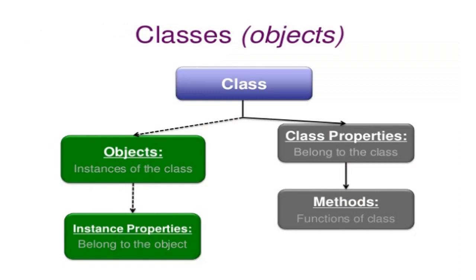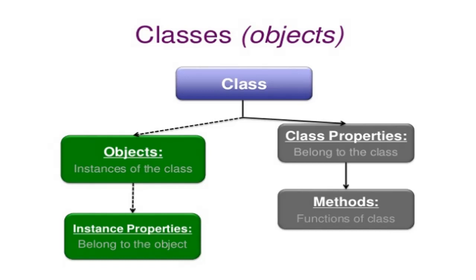In this diagram, I represent classes and objects. Classes consist of class properties that belong to the class, and they have some methods, which are nothing but functions of the class. Objects are instances of that particular class, each of which has its own instance properties.